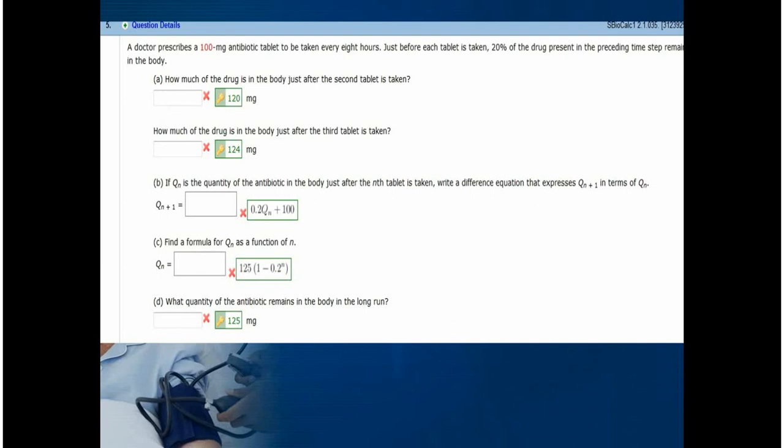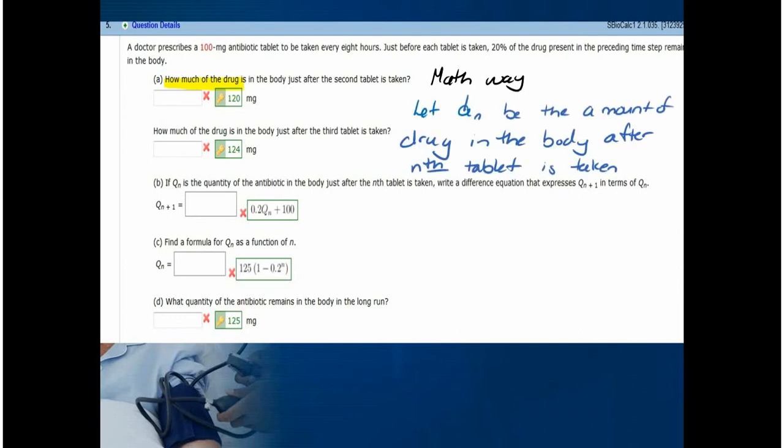This is number 5. You have a doctor that prescribes 100 milligrams of an antibiotic tablet to be taken every 8 hours, and just before each tablet is taken, 20% of the drug present in the preceding time step remains in the body. So how much of the drug is in the body just after the second tablet is taken? Well, I think in a math way. I think you can answer this question without thinking much, but I started thinking right away. I defined a variable, let dn be the amount of drug in the body after the nth tablet is taken.